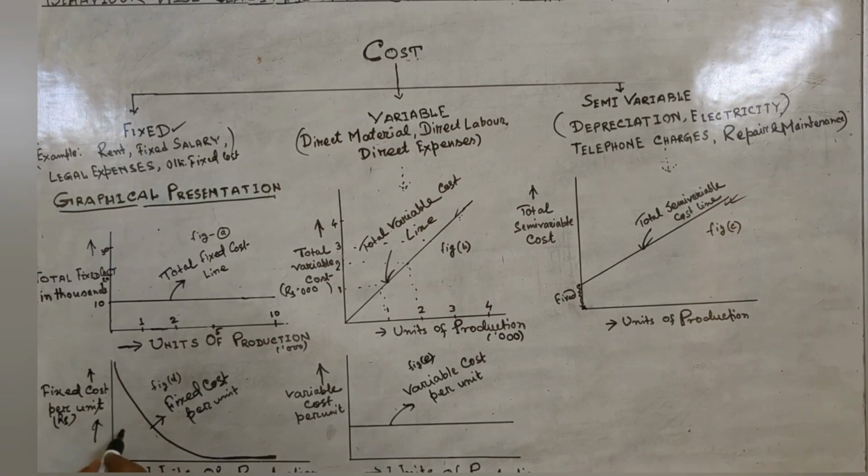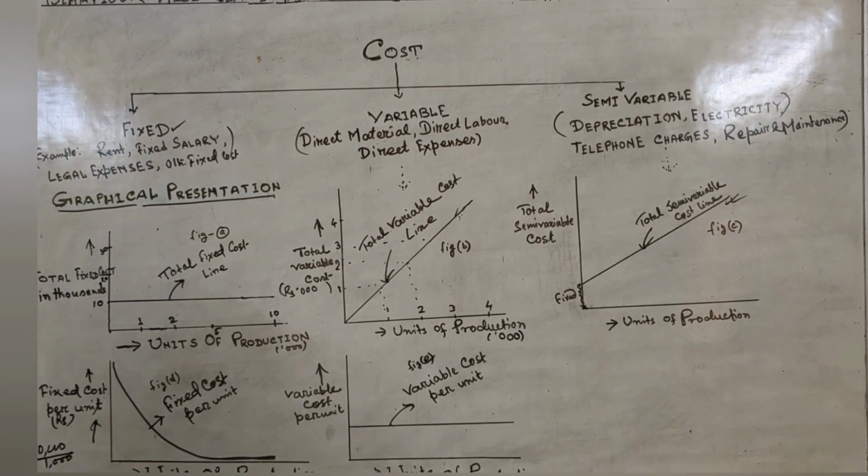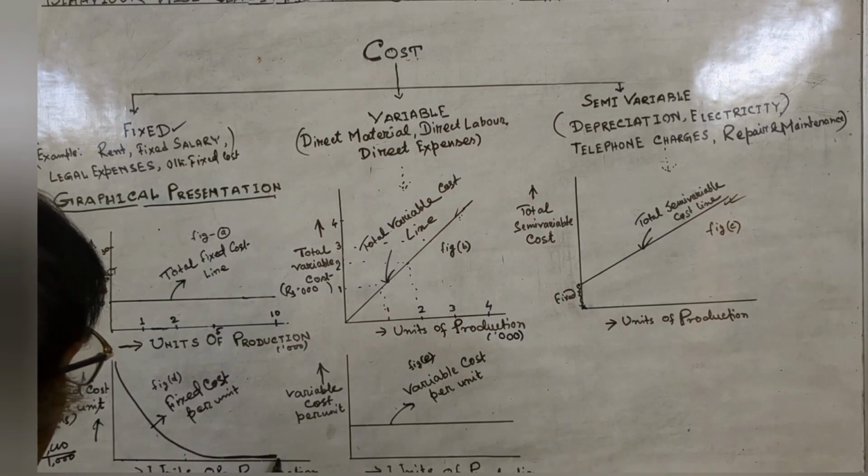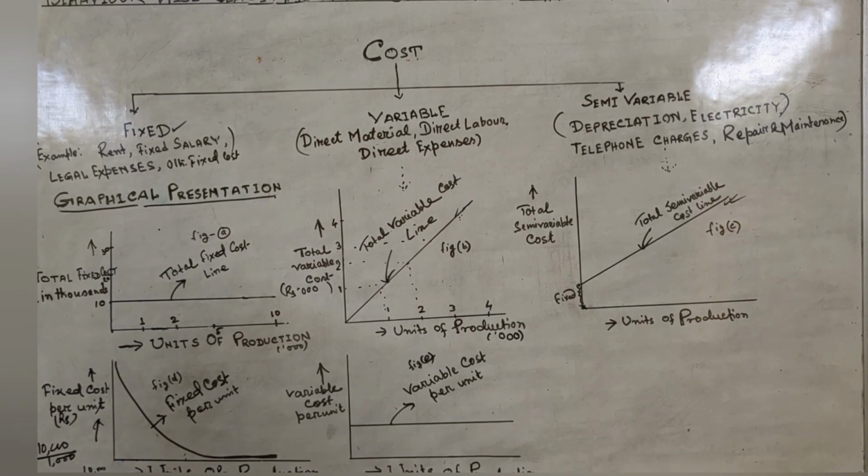In this way, if you produce 1,000 units, and the total fixed cost is 10,000, then what will be the fixed cost per unit? That is rupees 10,000, total fixed cost, divided by production 1,000, it will be rupees 10. In this way, if you produce 10,000 units and the total fixed cost for the period is 10,000, then what will be the fixed cost per unit? That will be rupees 1. This is the maximum capacity of the factory. Fixed cost per unit will be rupees 1 only.